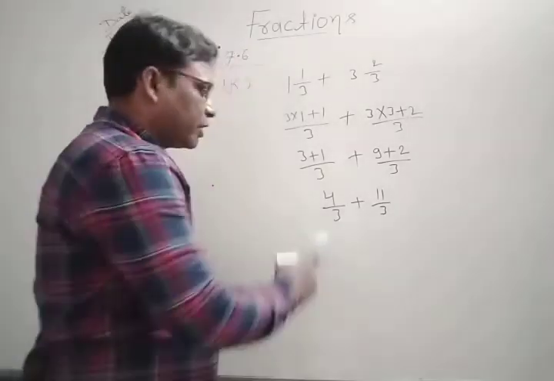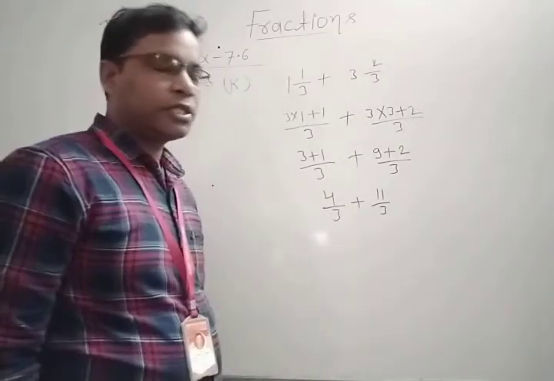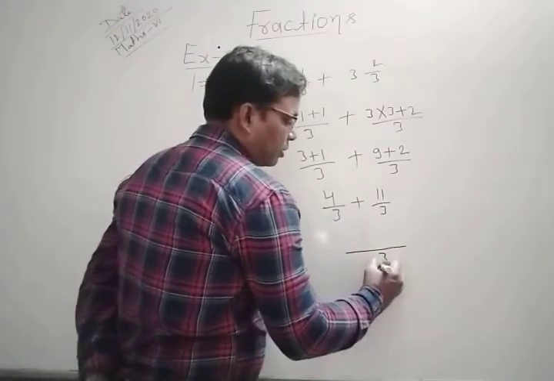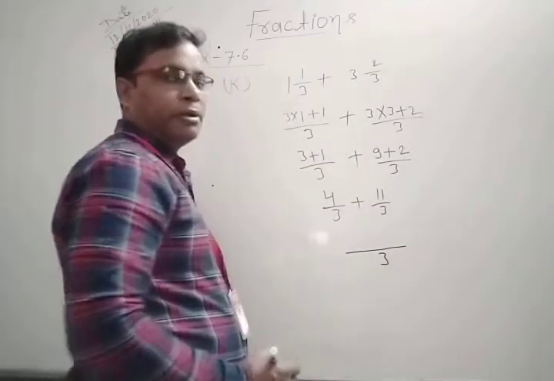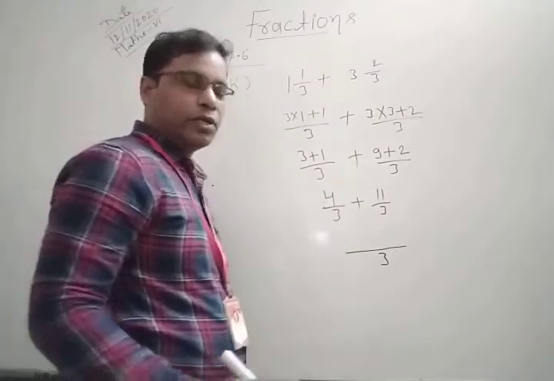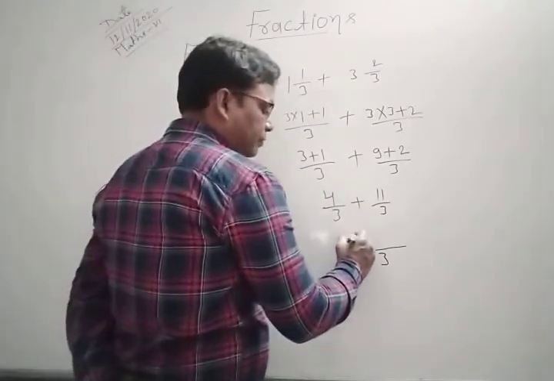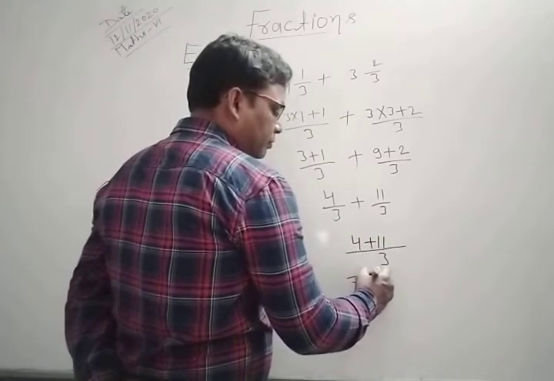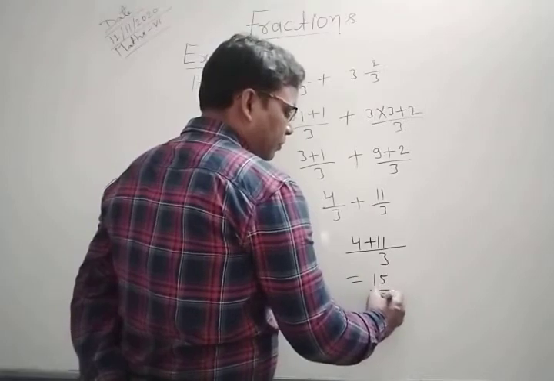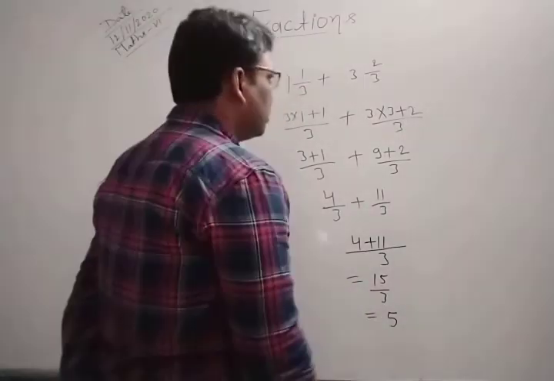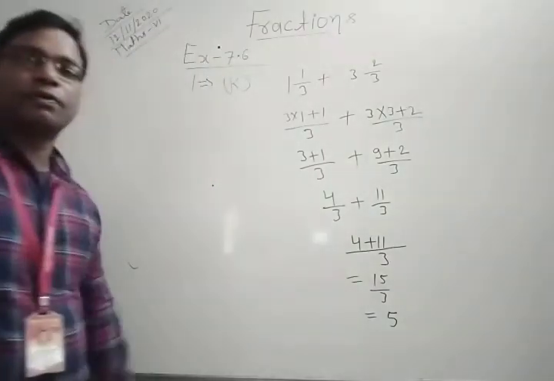So here both are like terms, 4 by 3 plus 11 by 3. We write the denominator as it is, 3. Here it is addition, so we add their numerators only. 4 plus 11 is what? 15 by 3. 15 by 3 is equal to what? If you divide 15 by 3, then you obtain 5.